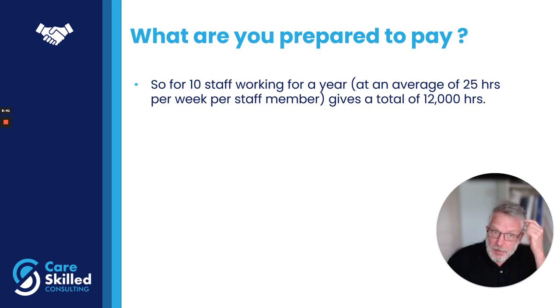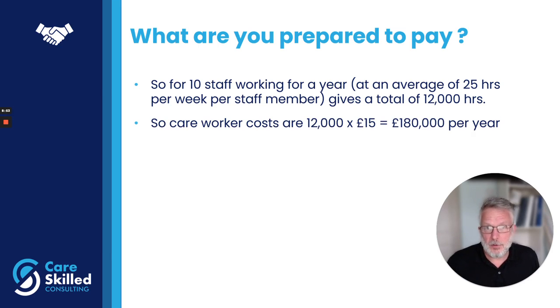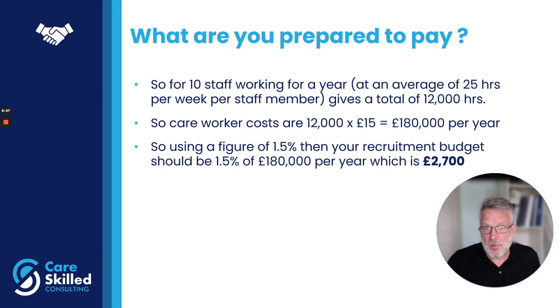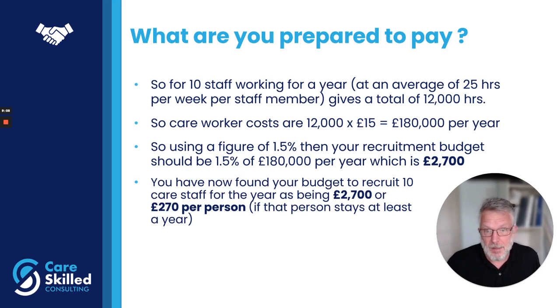So for 10 staff working a year, at an average of 25 hours that we're using for this example, that gives a total of 12,000 hours. So your 10 staff working at 25 hours a week gives a total across the year of 12,000 hours. So the care worker costs are 12,000 times 15, which is 180,000 a year. So using a figure of 1.5%, that comes up at 2,700. That's 1.5% of 180,000 is 2,700. So you've now found your budget to recruit 10 care staff.